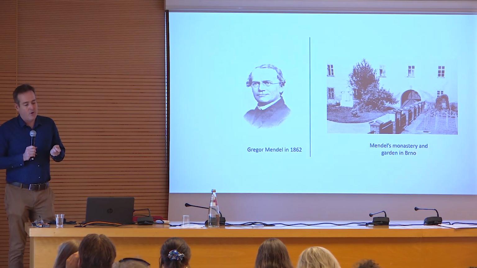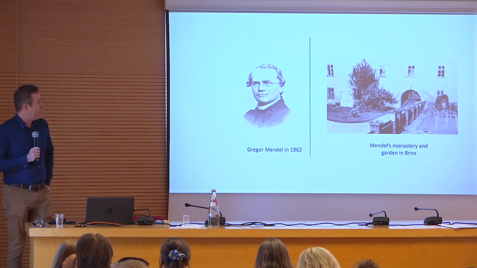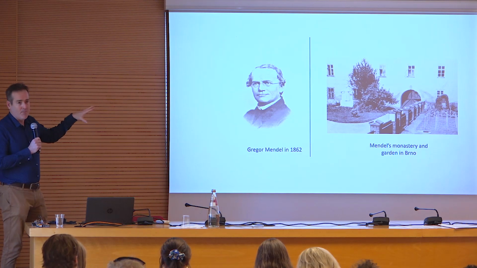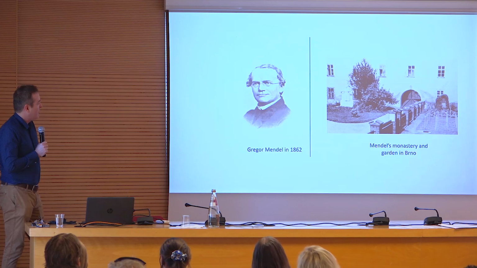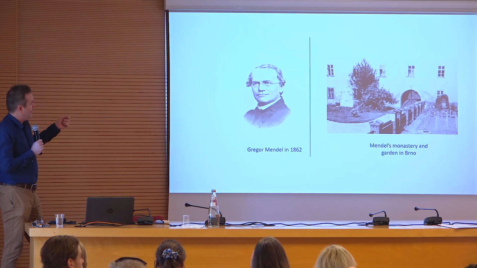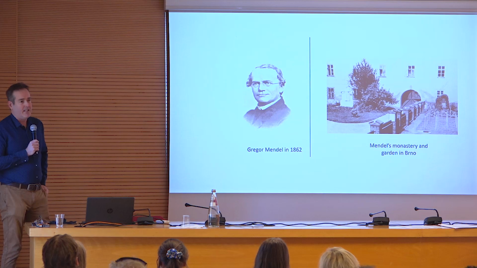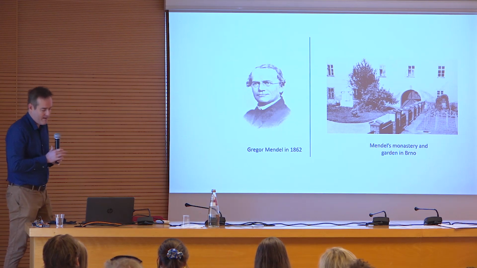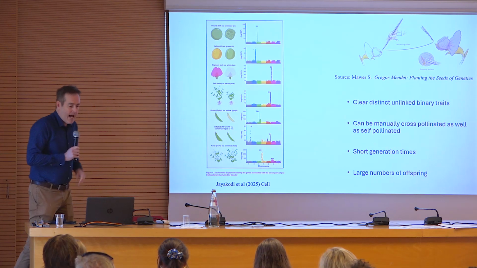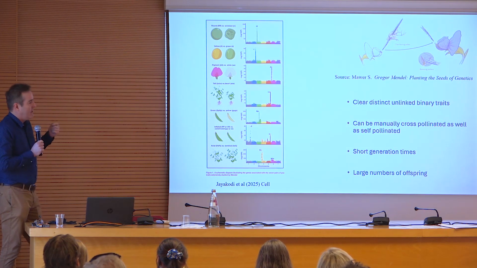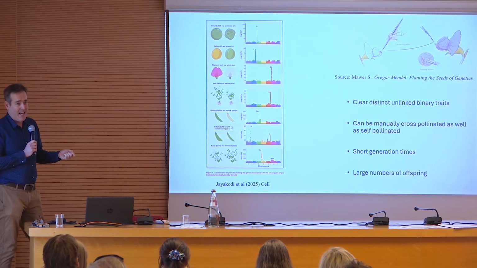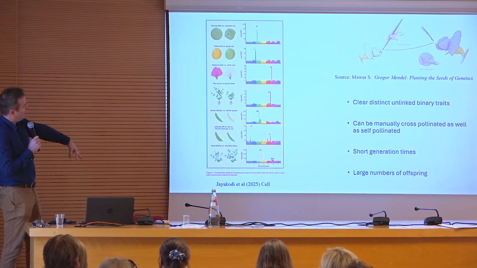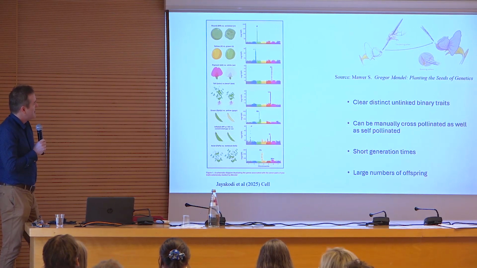So I want to start the story back in the 1860s in a small vegetable garden in a monastery in the Czech town of Brno. And many of you will know that that's where the famous Augustinian monk Gregor Mendel conducted his experiments that elucidated the laws of heredity. He did a number of experiments over several years on the humble pea plant, and he looked at 7 different traits that you see on the left-hand side of the screen.